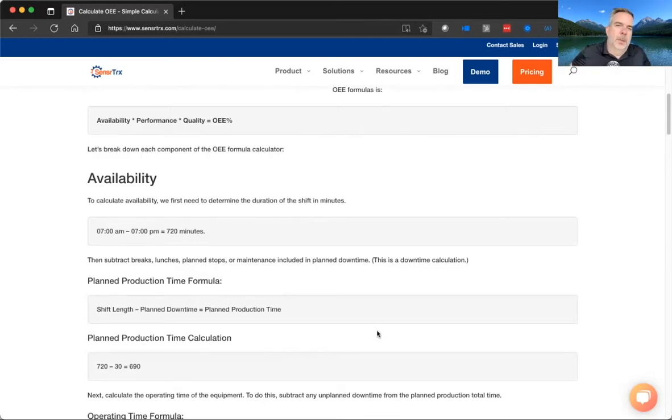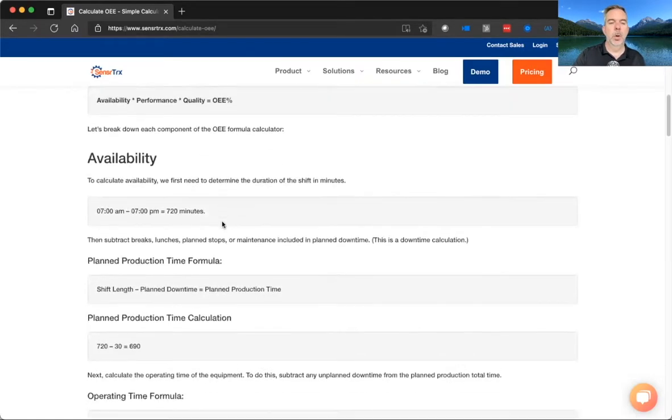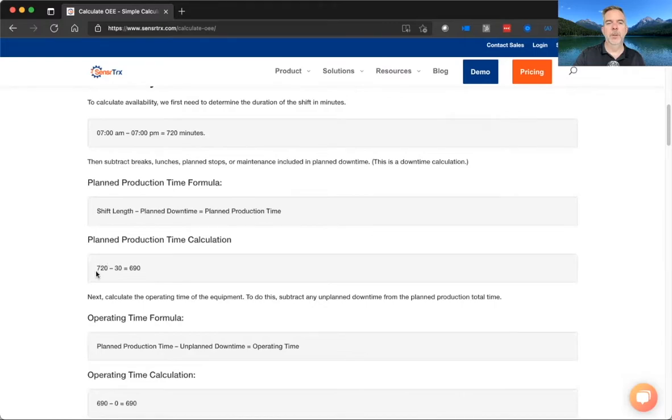What about planned downtime? I don't want to include that in my calculation. There's certain days where it's just not scheduled to run, like we just don't have the work. Or I don't want to count lunches and breaks because I'm never going to eliminate lunches and breaks. So I want that taken out of my available time. So what that is, it's taking shift length and subtracting your planned downtime, which gives you your planned production time. So in this case, we have planned downtime of 30 minutes. And so with a 720 minute shift length, we get 720 minus 30 equals 690 minutes for our shift.